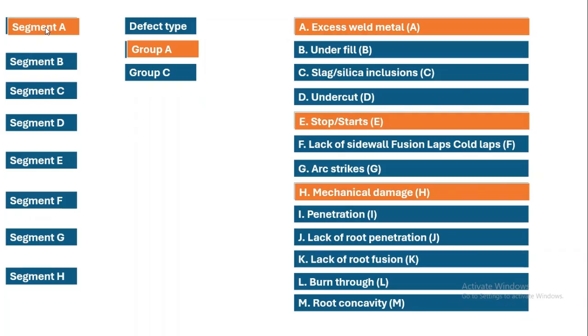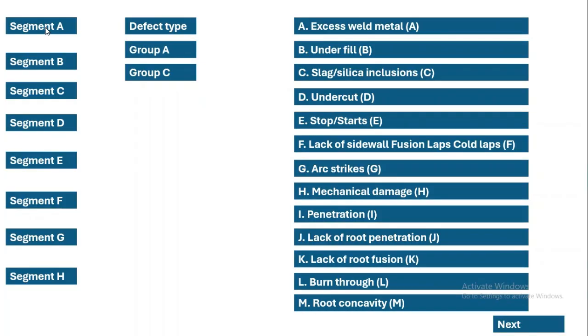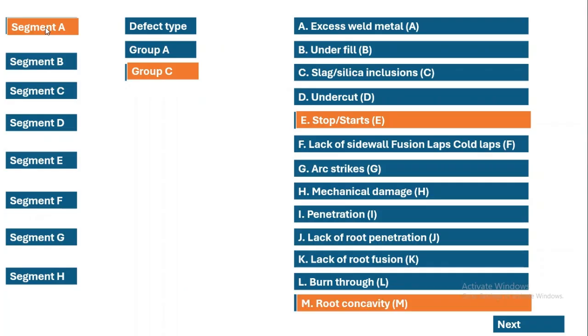Okay. Once you finish group A, then you have to go to group C. Then in group C, whatever defects are rejected, you have to mark. If stop and start is rejected, then you have to mark it. If root concavity is rejected, you have to mark it. Once you finish segment A, defect type, group A, group C, then you have to click next. Then you'll go to segment B.